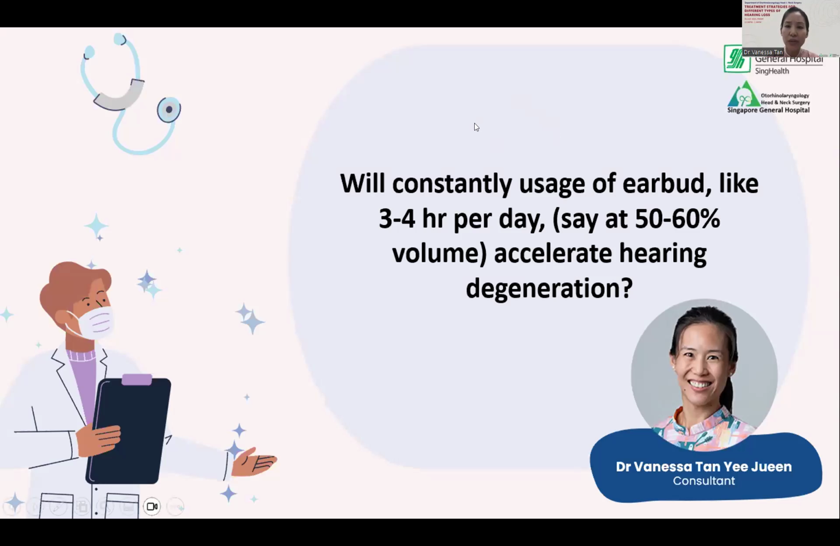With regards to noise-induced hearing loss, for every 5 decibels increase in sound intensity, so let's say if the noise is at 85 decibels, the amount of exposure time in fact is halved. So if you are exposed to 85 decibels of sound intensity, you can only be exposed to it for not more than 4 hours. So with regards to earbuds, using it at 50% volume, I would say is safe.